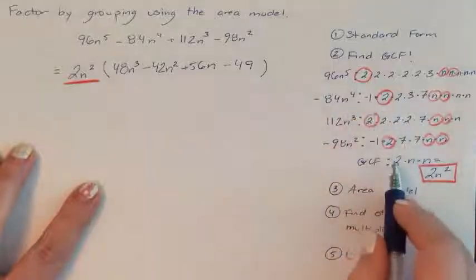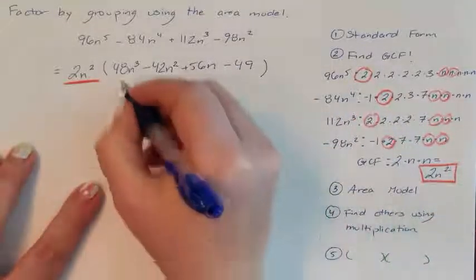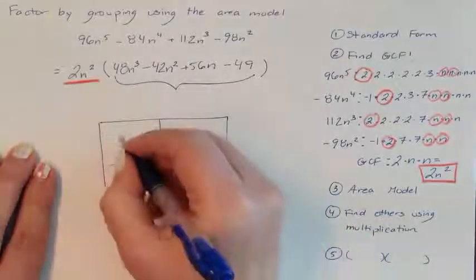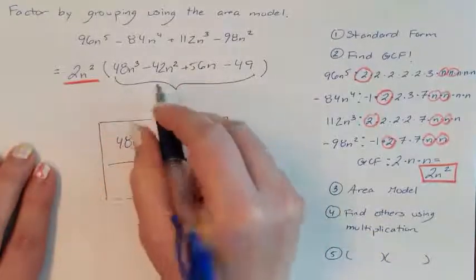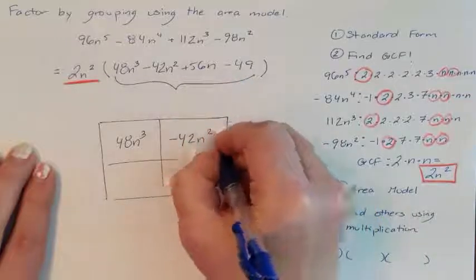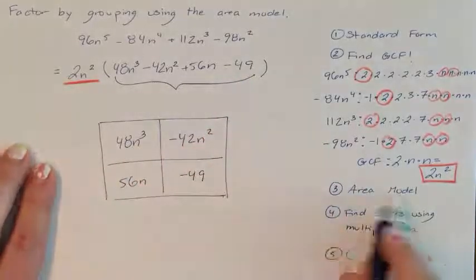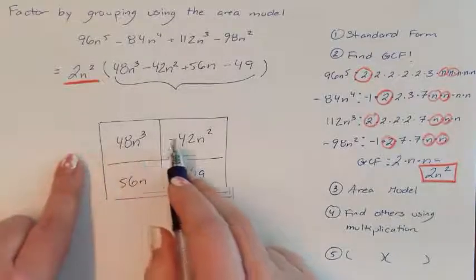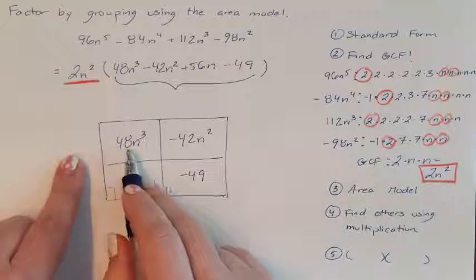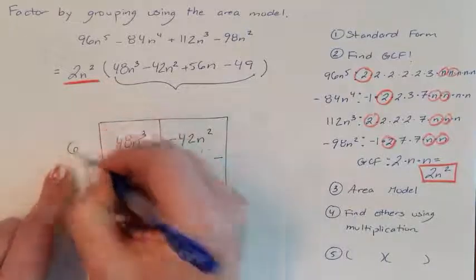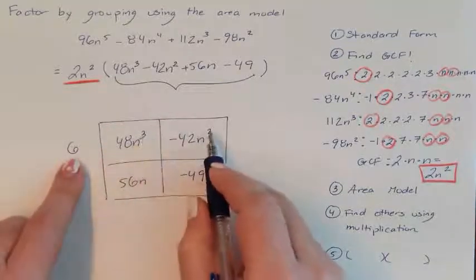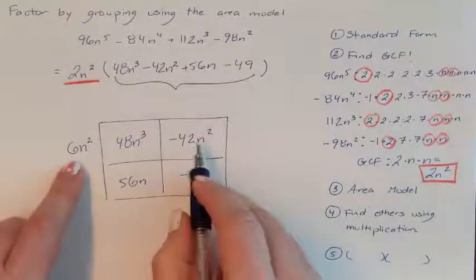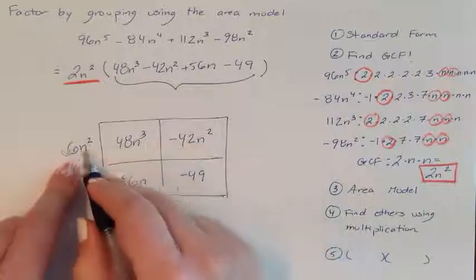So now that I've gone through all the GCF, it's time to put it into an area model. This is what you're going to end up putting into your area model. The first part goes right here, and then you're going to go ahead and just walk on through. Now that we have the area model filled out, we have to find this first one right here. So 48 and negative 42. The largest number that can go into each of those is a 6. If this is n to the third and n squared, the most amount of n's they have in common is 2, so it's n squared. So the GCF for this top row is 6n squared.